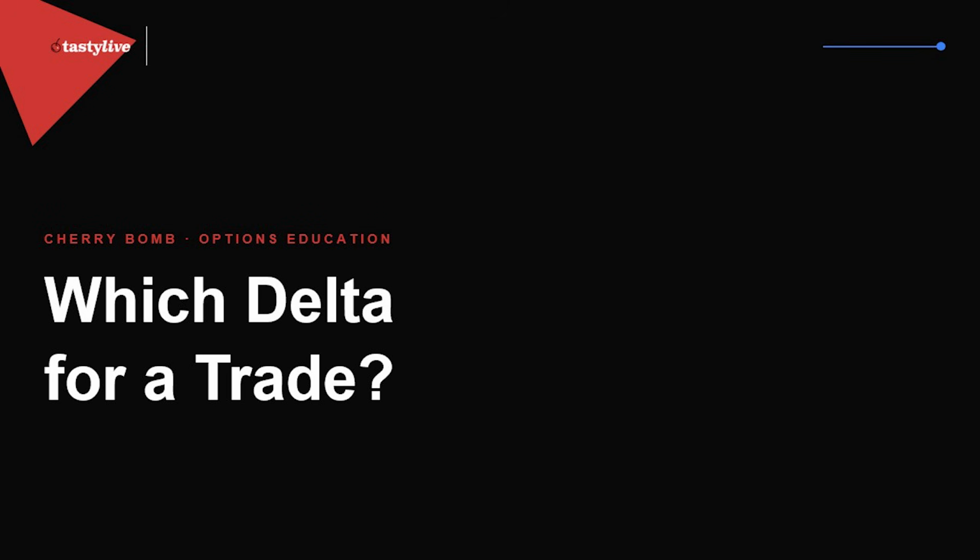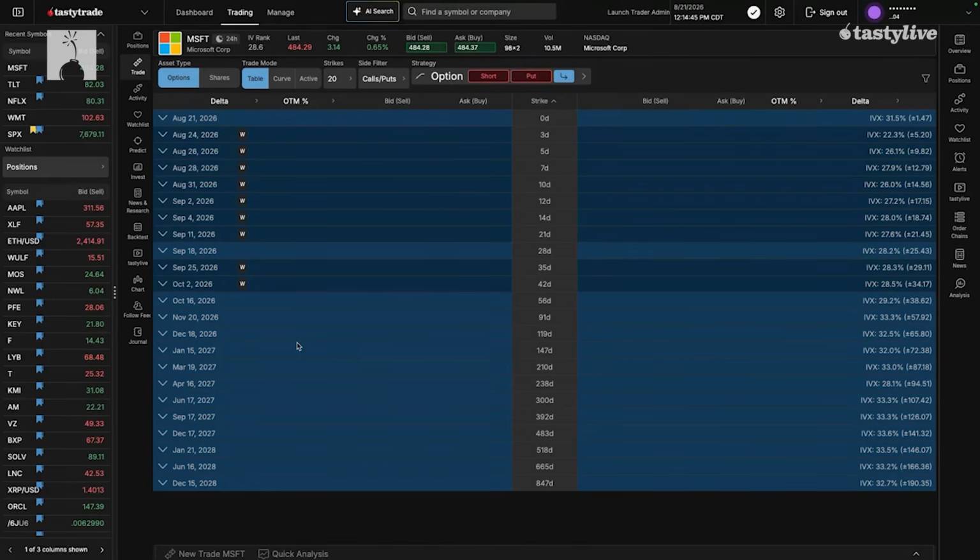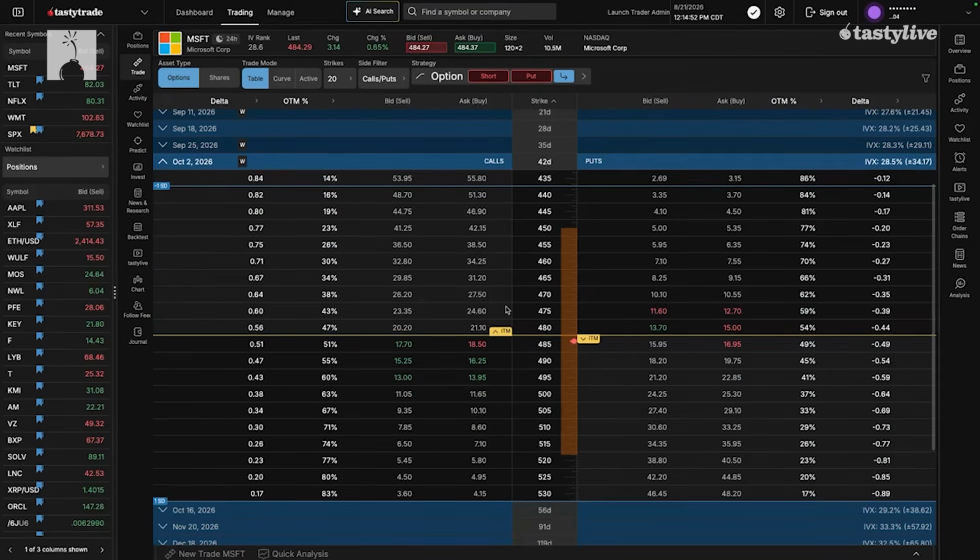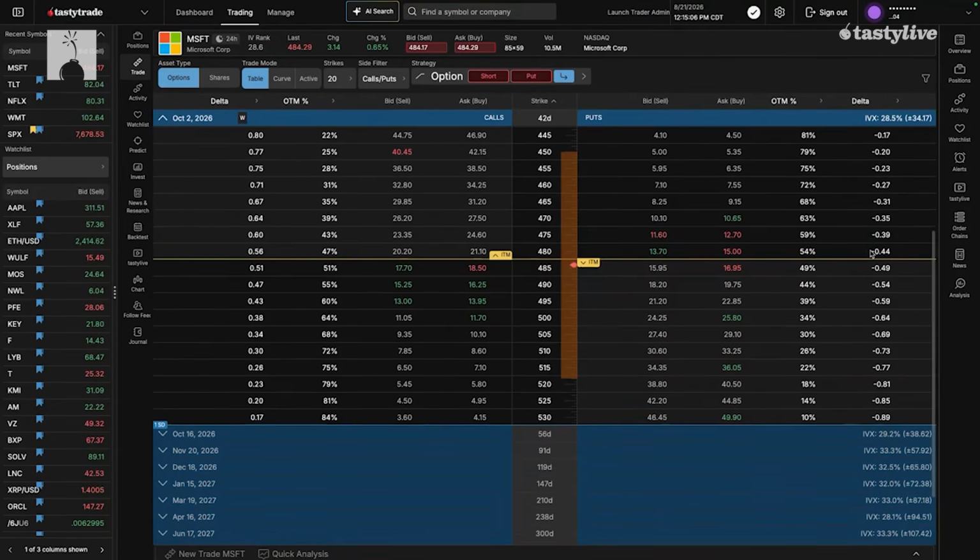Let me open up the platform here. And this is just me in Microsoft. Let's open up options of 42 days. On the far columns here are the deltas of the options. This 450 put has a delta of minus 20. This 520 put has a delta of negative 0.81. How about on the call side? Call side, this 515 call has a delta of 26. 440 call has a delta of 80.